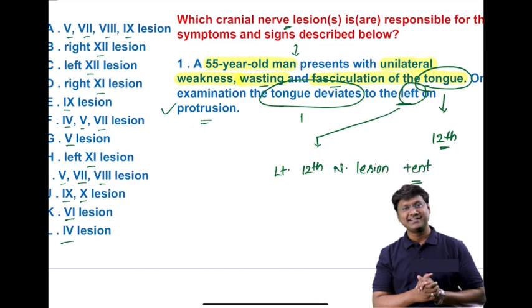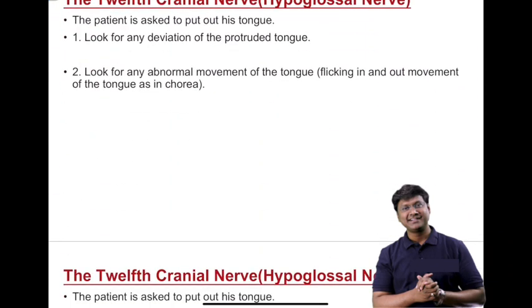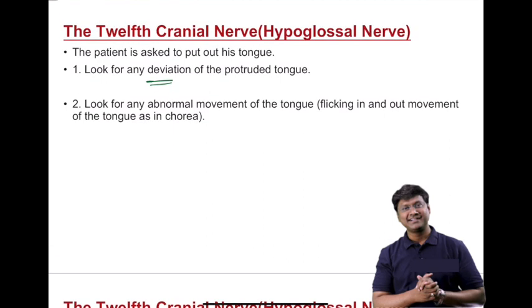Left 12th nerve lesion is present. So among the options given to you, the answer is C, that is left 12th nerve lesion. And what about the other abnormalities within the tongue that you can look for? You need to look for any deviation of the protruded tongue, and also for any abnormal movements of the tongue, that is flicking in and out movement. Where can you have that? You can have that in patients with chorea.